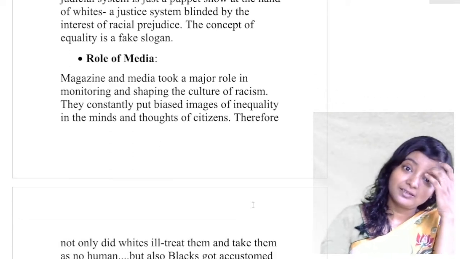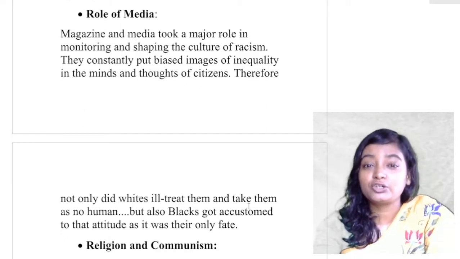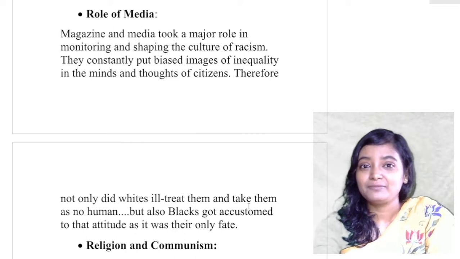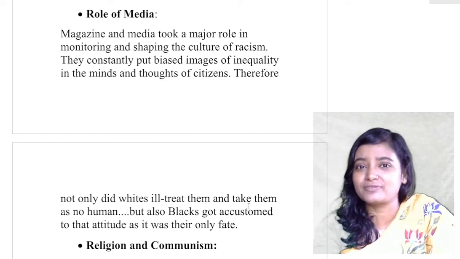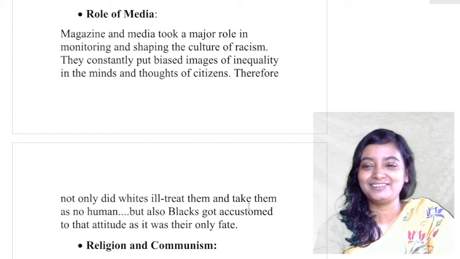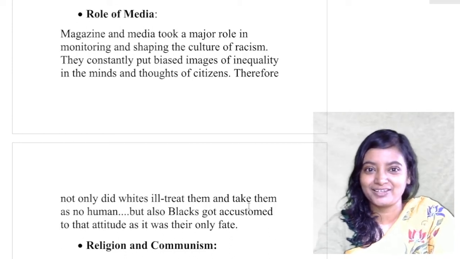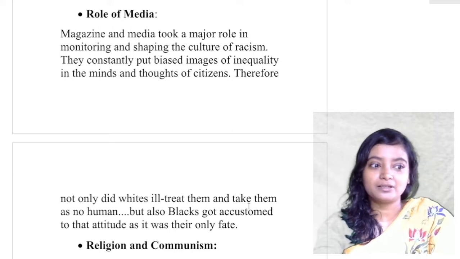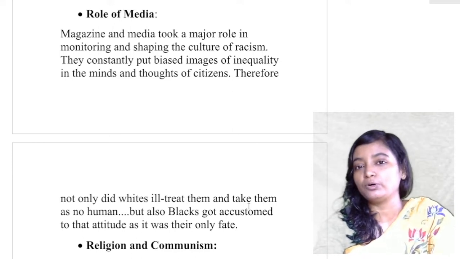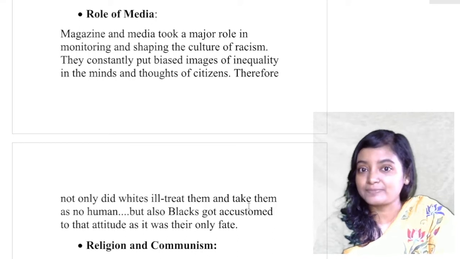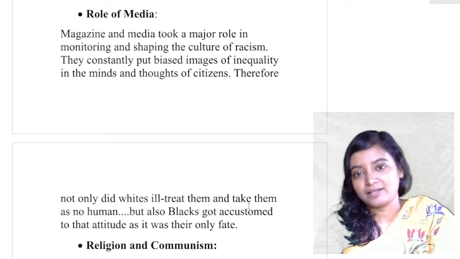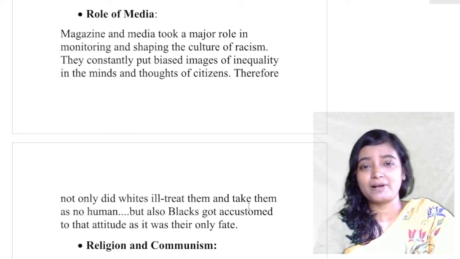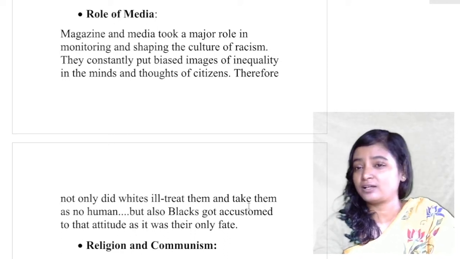Role of media. Magazines and media took a major role in monitoring and shaping the culture of racism. Magazines and media can bring revolution, but what they do is defined by them. They constantly put out biased images. Media can be positive and negative, and you can use media in both ways. But here the media just became propaganda of the social biasness.